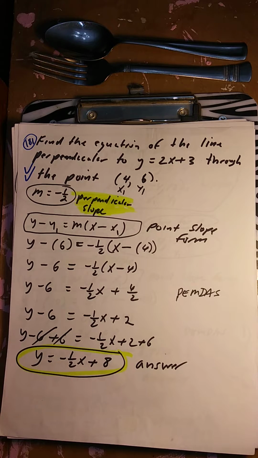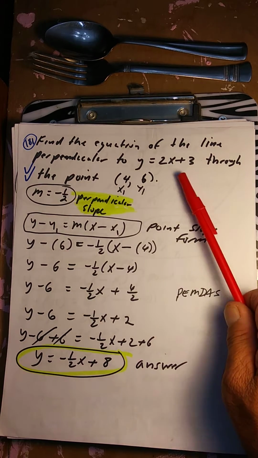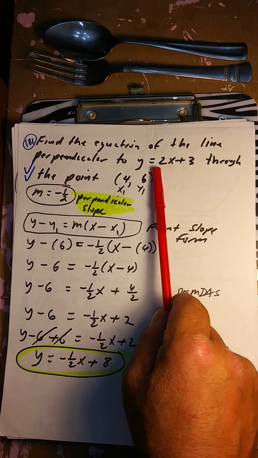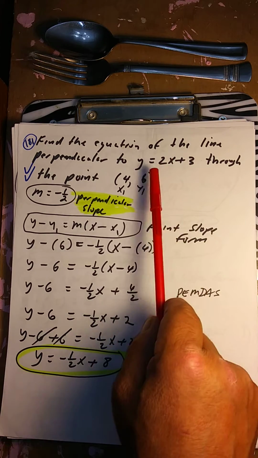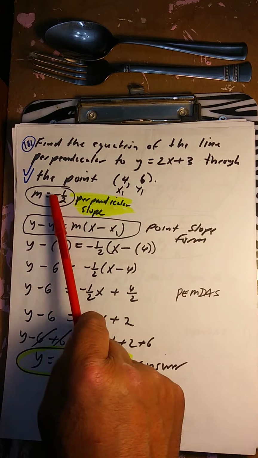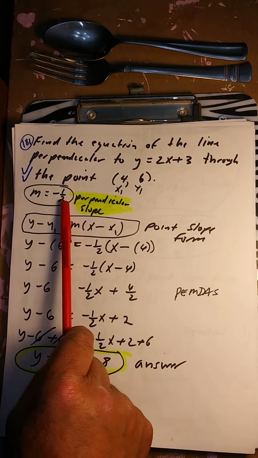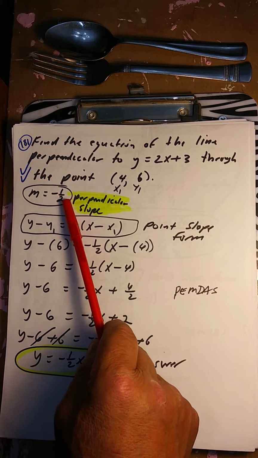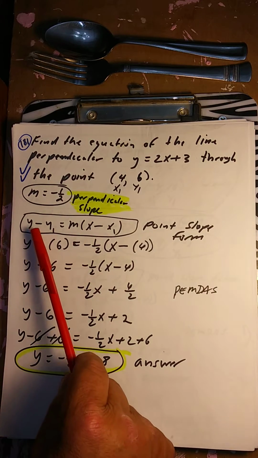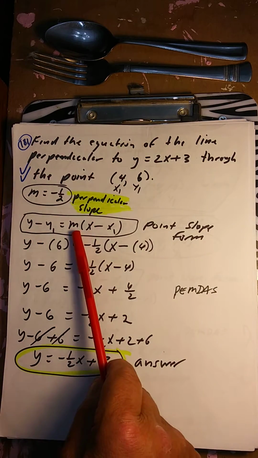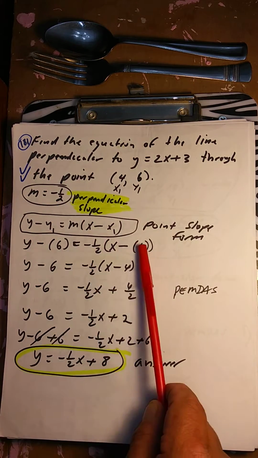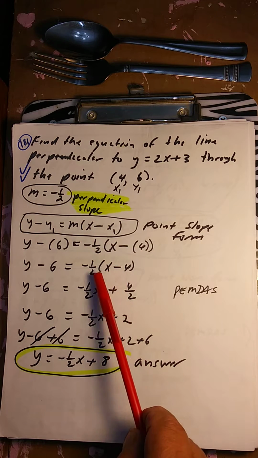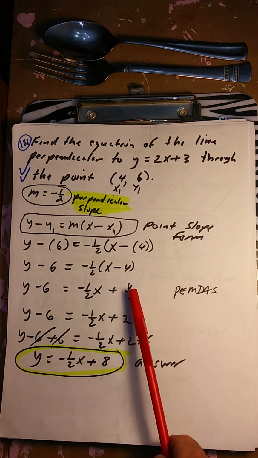Find the equation of the line perpendicular to this. Perpendicular means get the negative reciprocal of this. So get this, flip it upside down, change the sign from positive to negative. So this perpendicular slope is going to be negative 1/2. And we have a point, x1, y1, and this perpendicular slope. Put them in there, y minus y1 equals m, which is negative 1/2 times this. So negative 1/2 times that is going to be negative 1/2 x, and negative 1/2 times this is going to be 4 over 2. Divide these out, it's going to be 2.